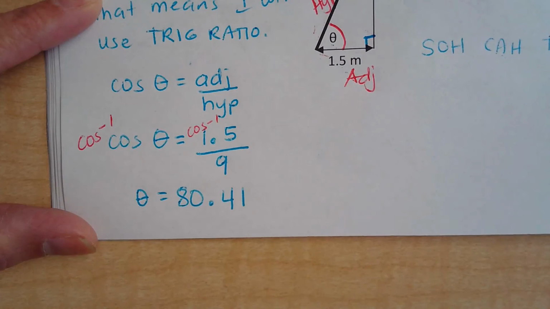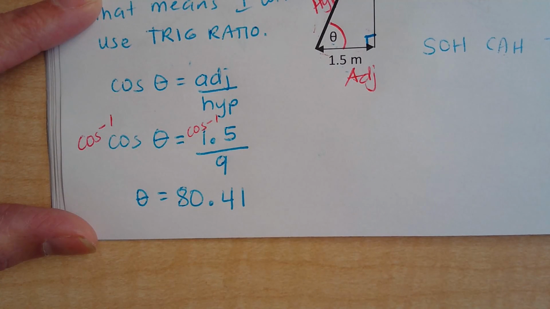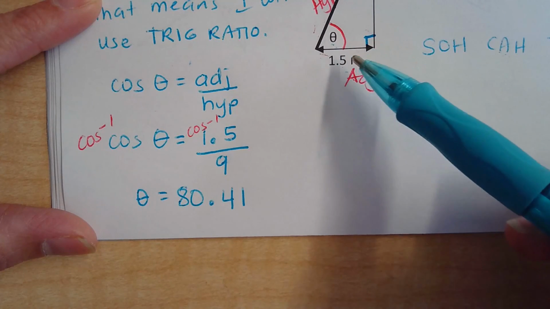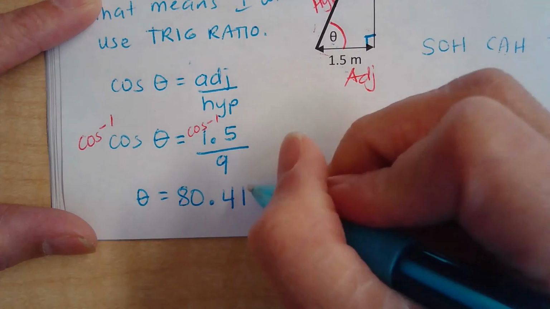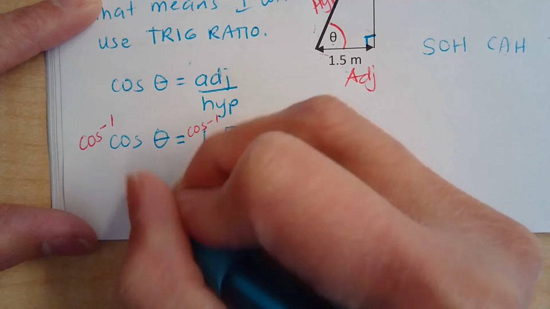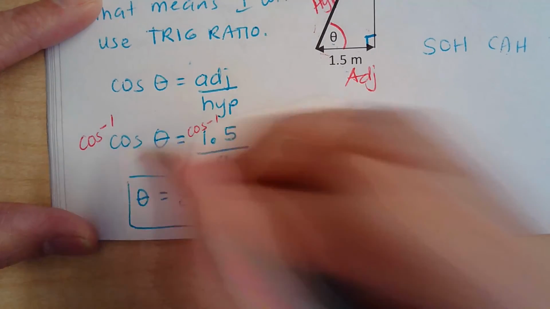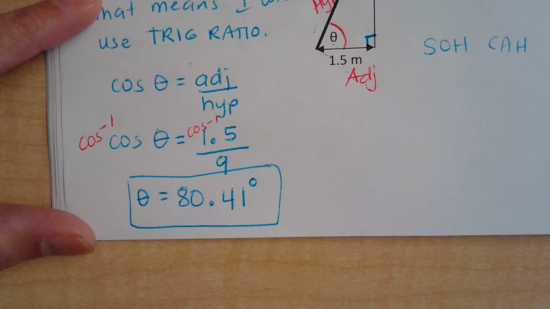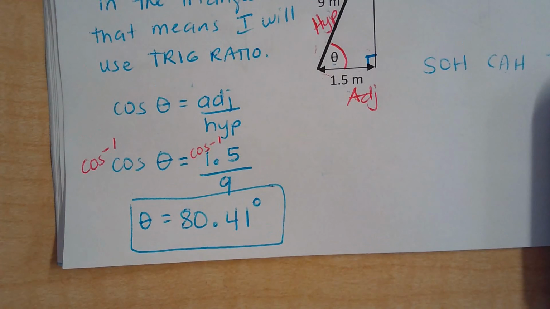Okay, 80.41. What's the unit? Talking about the angle, so the angle has to be in degrees. Perfect. You got it. So 80.41 degrees. Is that okay? Yeah. So we have a little bit of time.